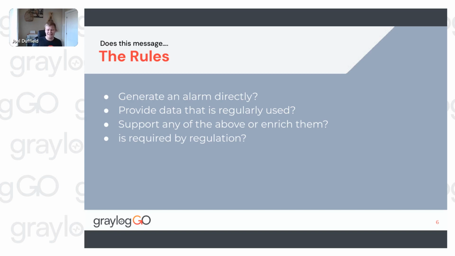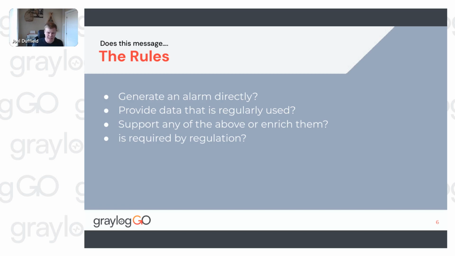So what are these rules that we're going to use as we go through here to decide, is this information that we want to have in our SIEM? So the first is fairly straightforward, which is, are we going to set up an alarm or an alert directly from these messages? Is there information in the messages that we know that we will absolutely be able to create an event for that will set that off?